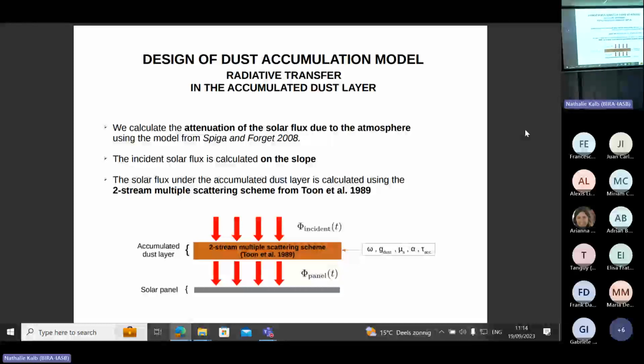And we use, to calculate the attenuation, the two-stream multiple scattering scheme from Toon et al. 1989. And this model is actually the model we use to calculate the attenuation in the atmosphere. And here we use it to calculate the attenuation by the accumulated dust on the solar panel.